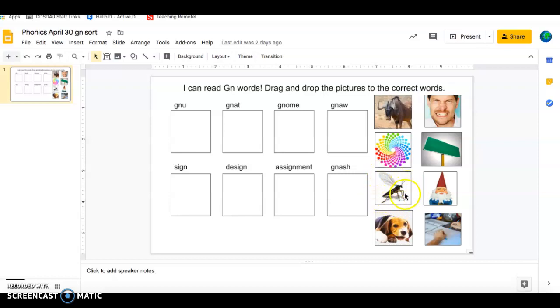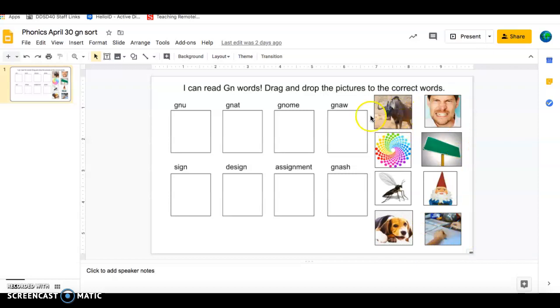Gnat is an insect. Gnome is a little funny looking man with a pointy hat. Gnaw, this dog is gnawing on his bone. Assignment, you are doing an assignment right now. Let's look at those again.